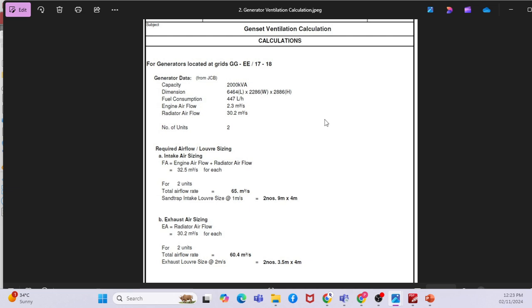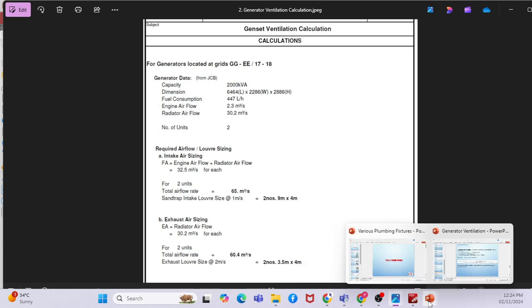Now, if we talk about exhaust air sizing, we have considered only radiator airflow, right? Yes, because the engine airflow will burn the fuel with that particular combustion air, then it will go through the flue gas pipe. So when you discharge, you have only radiator airflow. Clear, right? So this is the flow rate calculation. This is one of the methods.